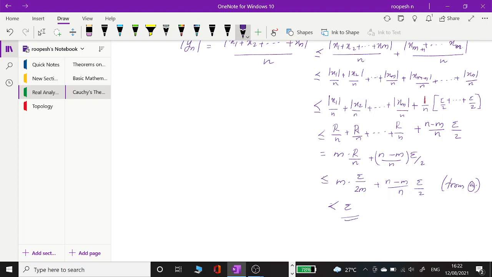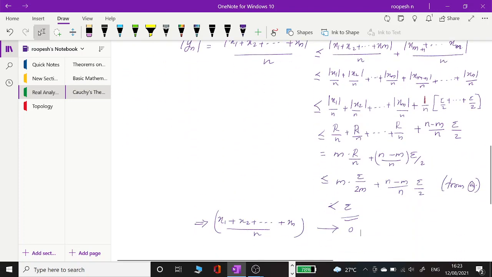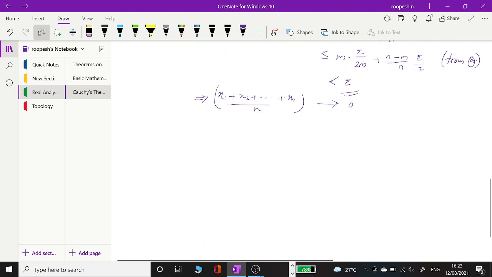So what does this imply? This implies your sequence yn, that is the sequence x1 plus x2 plus etc. plus xn by n, this is the nth term of the sequence, also converges to 0, because you have taken modulus of yn, which is exactly modulus of yn minus 0, and that is less than epsilon. So it follows. Next we have a corollary.